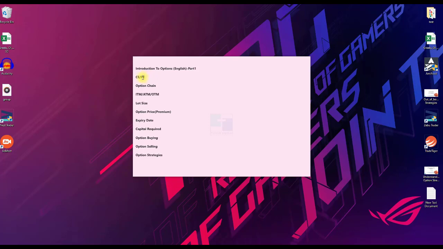So in that case, what you can do is trade a call option if you are bullish. And in the same way, if you are bearish, meaning you are expecting the price to go down from here, then you can buy a put option. So that is the purpose of call and put.